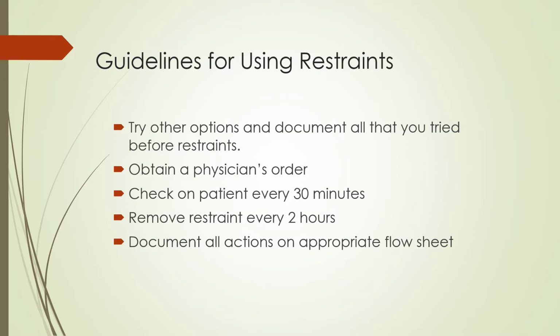But if we're going to use a restraint, we have to get a doctor's order, and we have to check the patient every 30 minutes. So the nurse's aide could go in and check on the patient every 30 minutes for you, and we have to remove the restraint every 2 hours. That means removing one hand, or it means loosening it so that they can move their hand and wrist around better. It doesn't mean removing both at the same time and then running down the hall to try to capture them. Document all actions on the appropriate flow sheet. You have to have documentation to prove you did all of this.